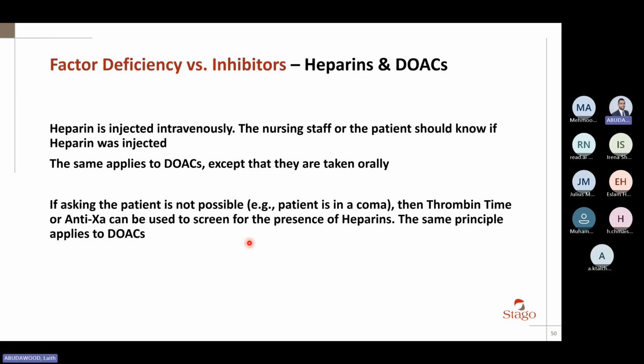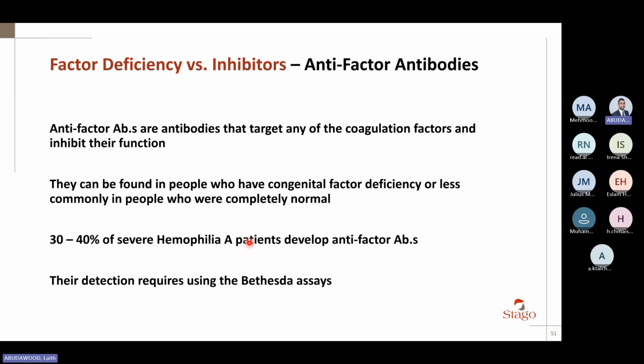So there are more details that will tell you what to test for in each case of mixing prolongation. All right, finally, anti-factor antibodies, which are antibodies that target your coagulation factors. And when do I test for these? Basically, we test for these when we exclude anticoagulants, when we exclude lupus, when we exclude everything that can cause mixing study prolongation. Plus, the clinician is suspecting them because of the clinical presentation.